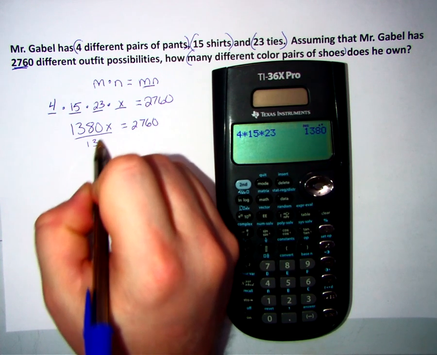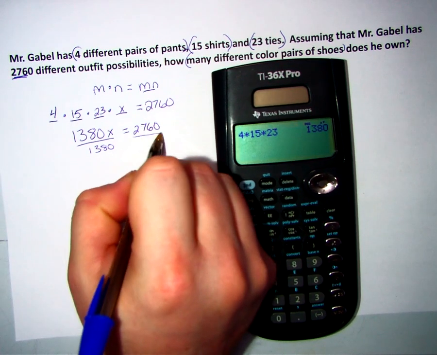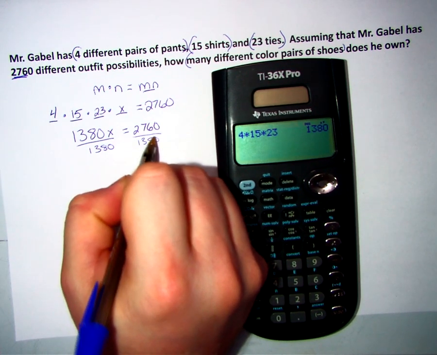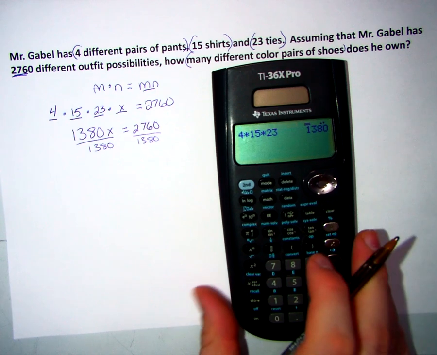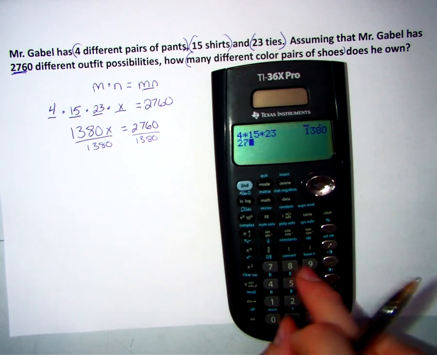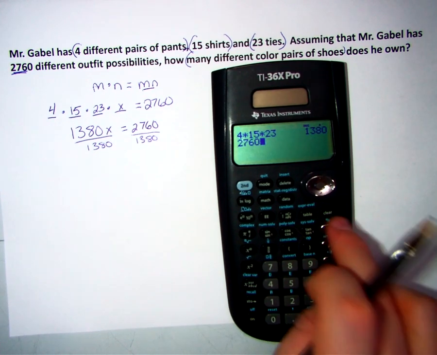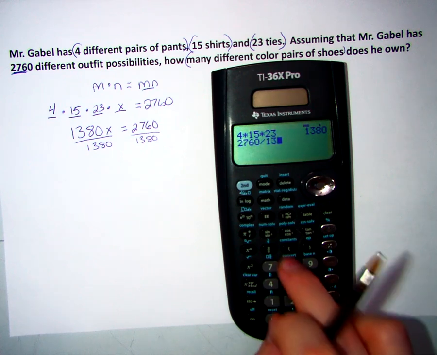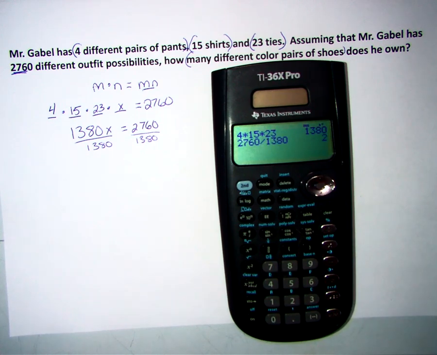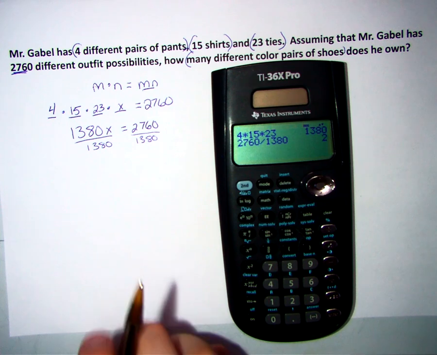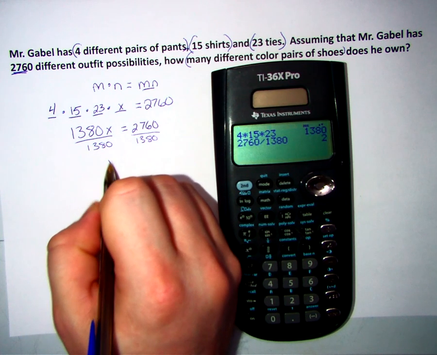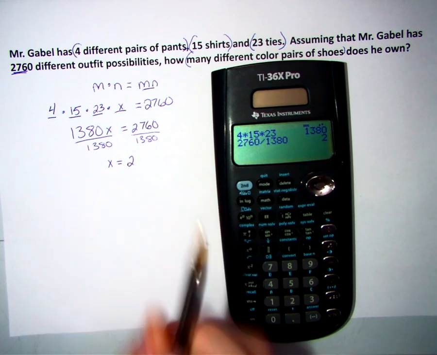Divide by 1380 on both sides. So 2760, yes, I know I see the answer too, but for those that haven't seen it yet, 2760 divided by 1380 gives us an x value that equals 2.